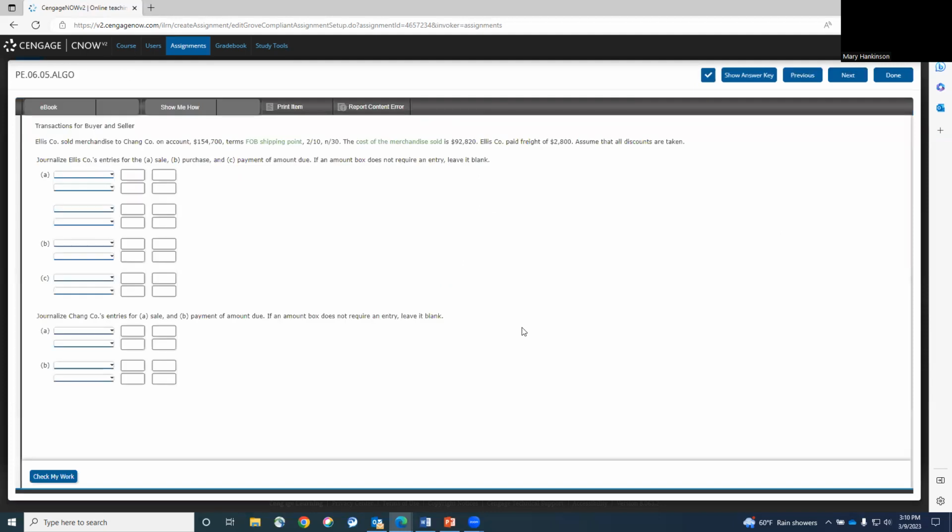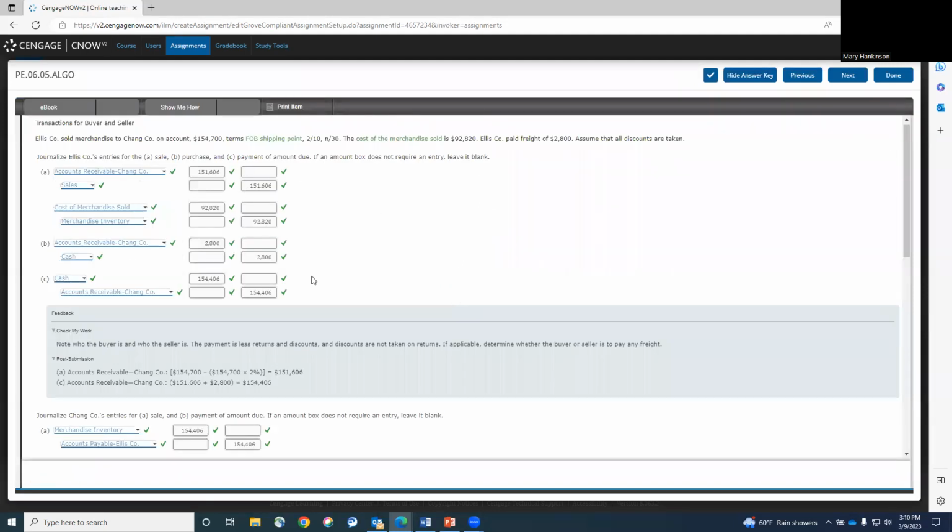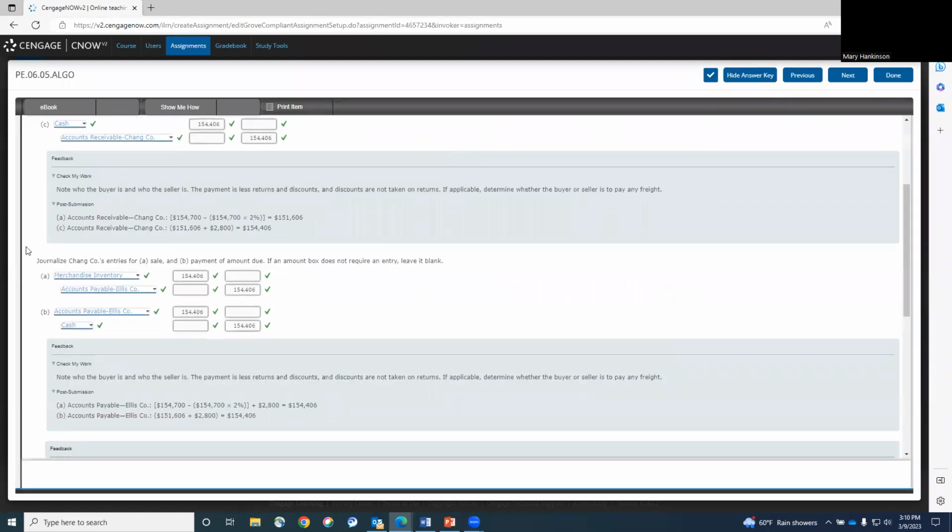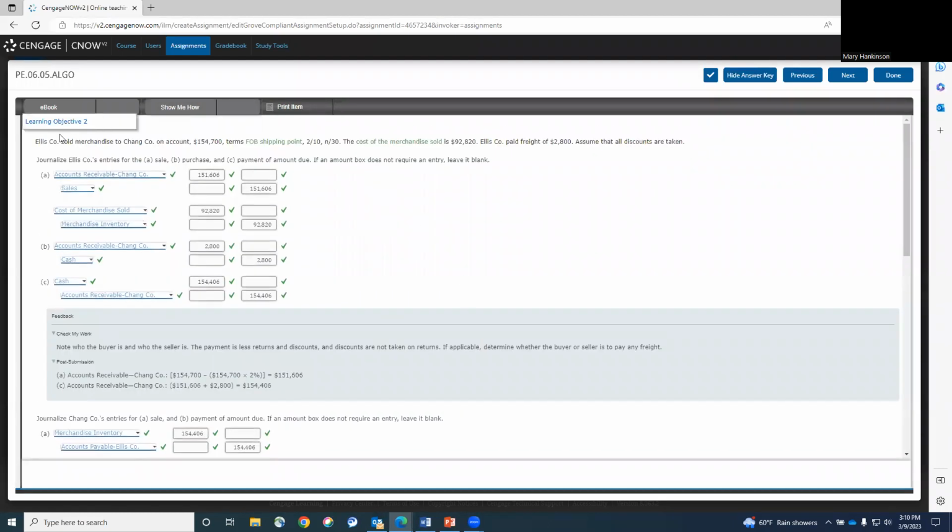Okay. All right. So again, this is a similar situation, just a different view, kind of more practice. But again, we have the sales transaction, and then we have the purchase transaction. So we have LA Company sold merchandise to Chain Company on account. The total amount of the merchandise sold was $154,700. Now we have something new here. We have terms of FOB shipping point. Okay, freight terms in which the buyer pays the transportation costs from the shipping point to the final destination. So we'll be adding that in.